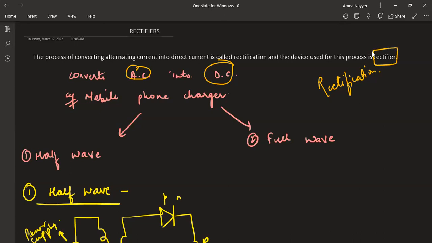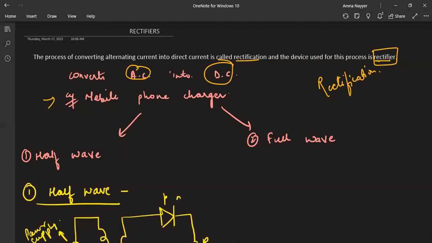Rectifiers are simple circuits like transformers, just that in addition to the transformer, we have a diode placed. A good example is the mobile phone charger; mobile phone chargers use rectifiers. So the process of converting alternating current into direct current is called rectification, and the device used for this process is a rectifier. Half wave and full wave, these are the two types.